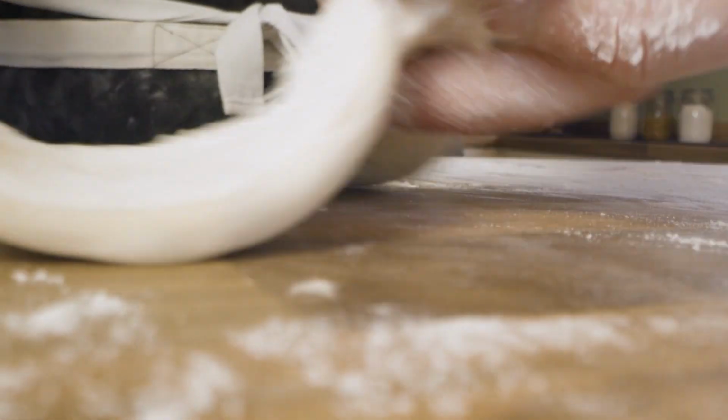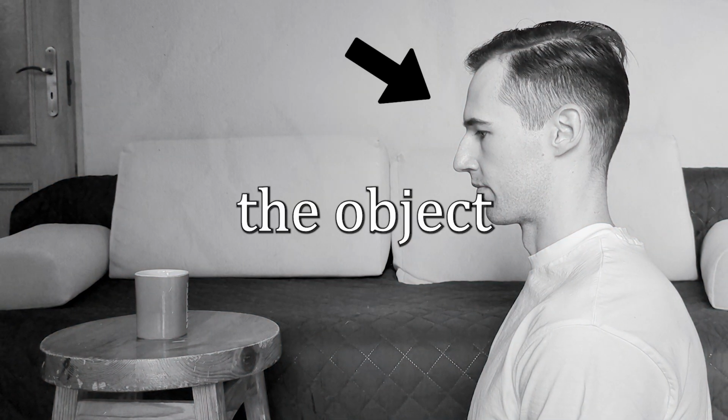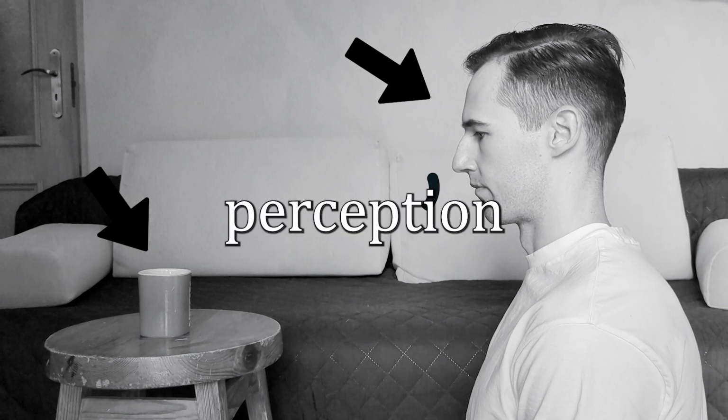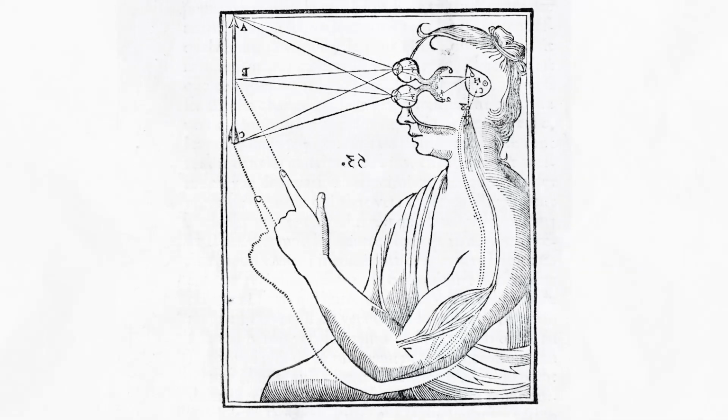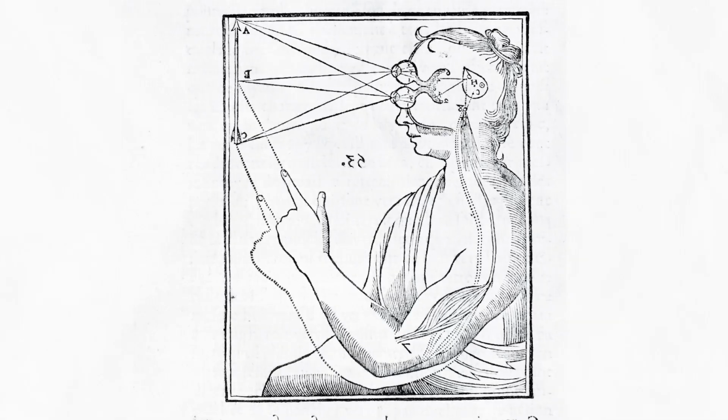This little exercise sets us up to ask about three things: the subject, so the person, the object, the mug, and perception, so what's happening between them. And there is a whole branch of philosophy dedicated to studying these kinds of experiences, which we call phenomena.